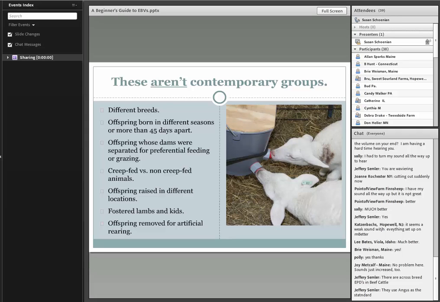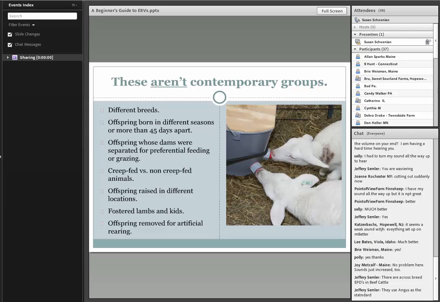If you've got lambs or kids that are creep fed, you can't compare them to those that aren't creep fed. They're not being raised the same. You have them in 2 different locations. Even if they're born at the same time, even if they're both not creep fed, you cannot compare them. Anybody that gets fostered onto another ewe or doe cannot go in that contemporary group. Any offspring that you remove for artificial rearing, again, it's a completely different environment. None of these are good contemporary groups.